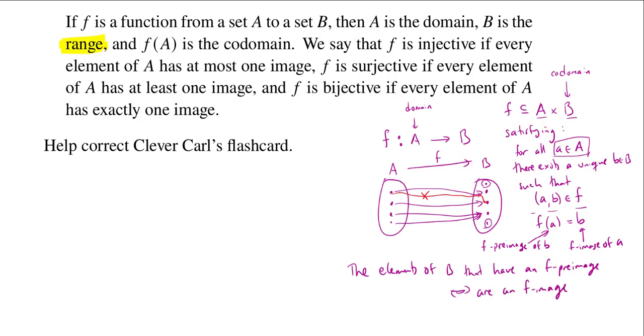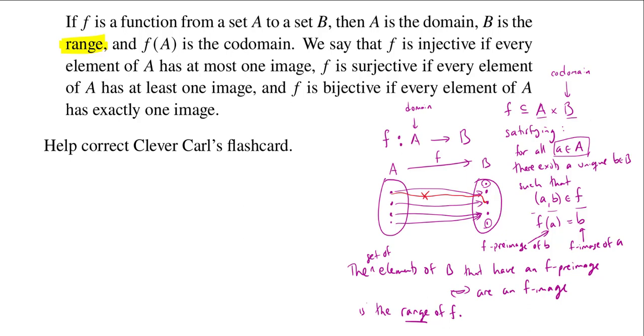Okay, if you have a preimage, then you are the image of that element. If you are the image, then whatever you're the image of, that's your preimage. All right? So we should say the set of elements of B that have a preimage is the range of the function f.